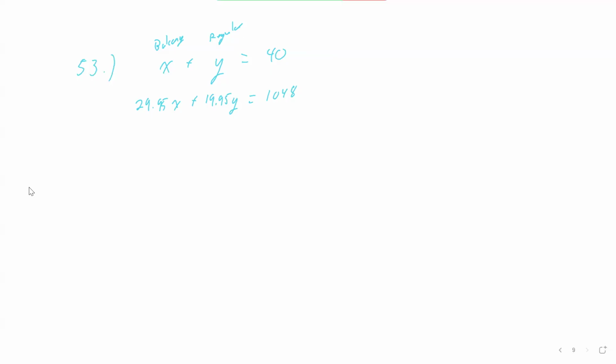I find substitution to be the easiest. Solve for whatever you want. Let's go with solving for y. So that means that y would equal 40 minus x. All I did was just change the sign, move it over. So now I'm going to plug it in. So I get 29.95x plus 19.95 times 40 minus x equals 1048.